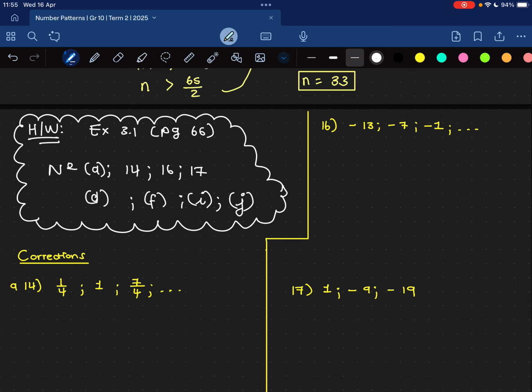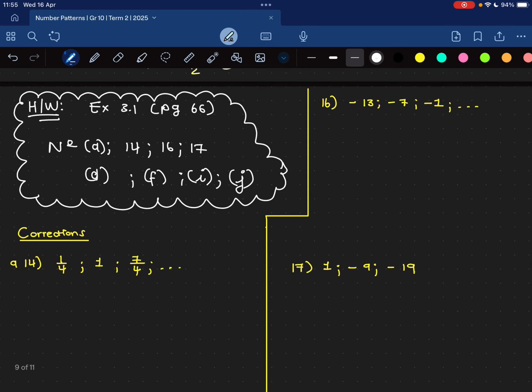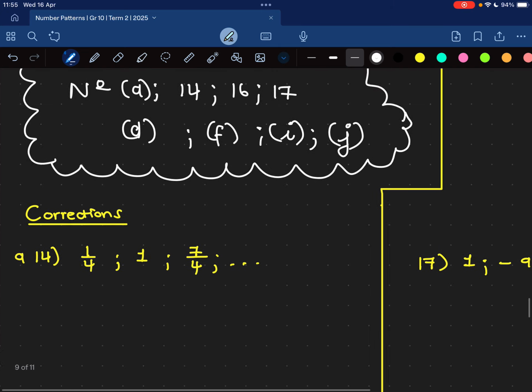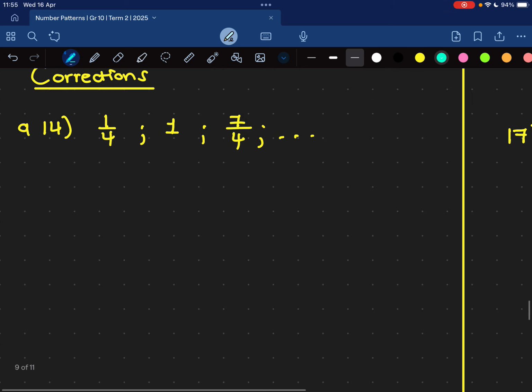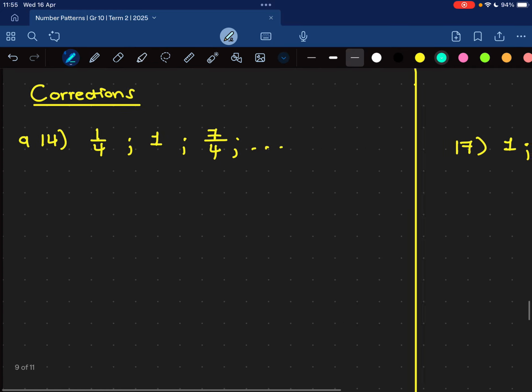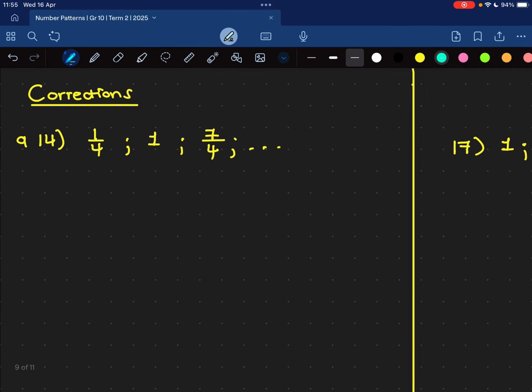So we're going to start off by just going over the corrections from the homework that I gave from 3.1. Okay, so we start with number A14. When you look at this number pattern, we're going to go through these answers quite quickly because hopefully by now you've started to pick up on the patterns a bit easier. So you can see that all you're doing here to find the common difference is that you are just adding 3 over 4.